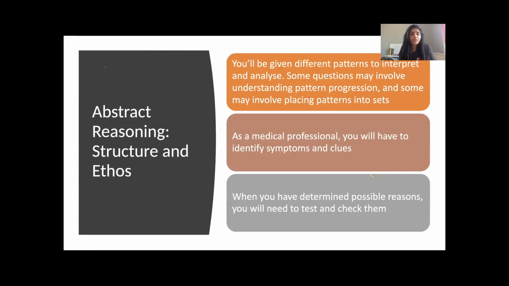So the abstract reasoning section is something that's going to be completely new to a lot of people. In this section, you're going to be given a different number of shapes, and these shapes will be colored in, or they'll be differently structured. And what you need to do is analyze those shapes and either work out what the pattern is or work out what shape comes next.